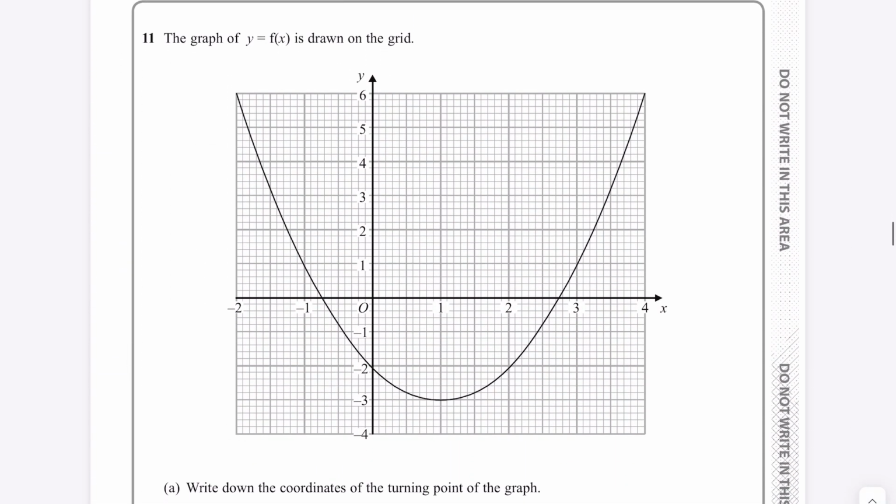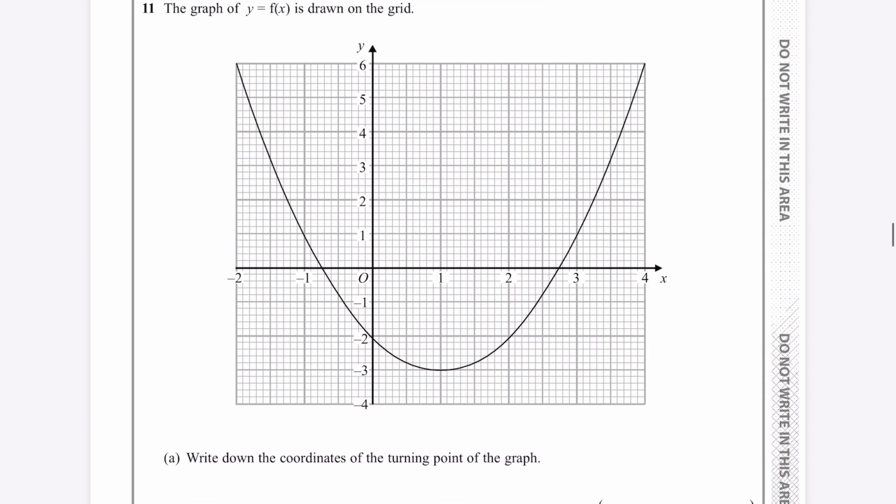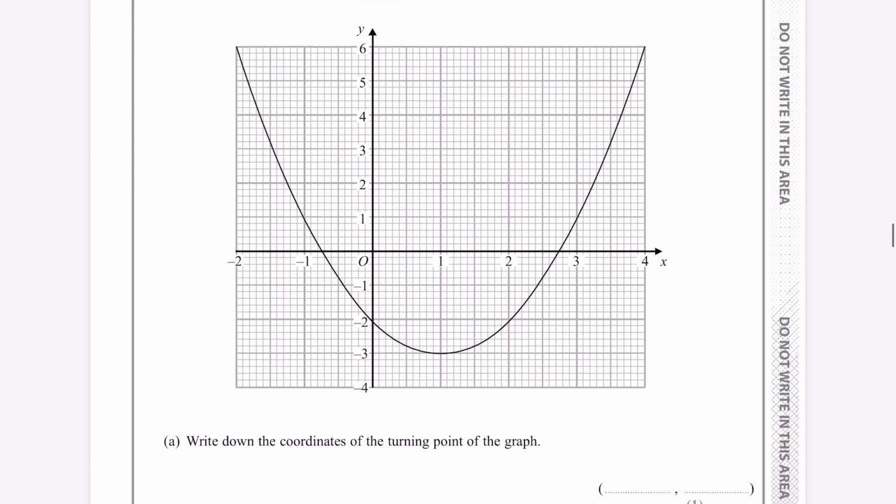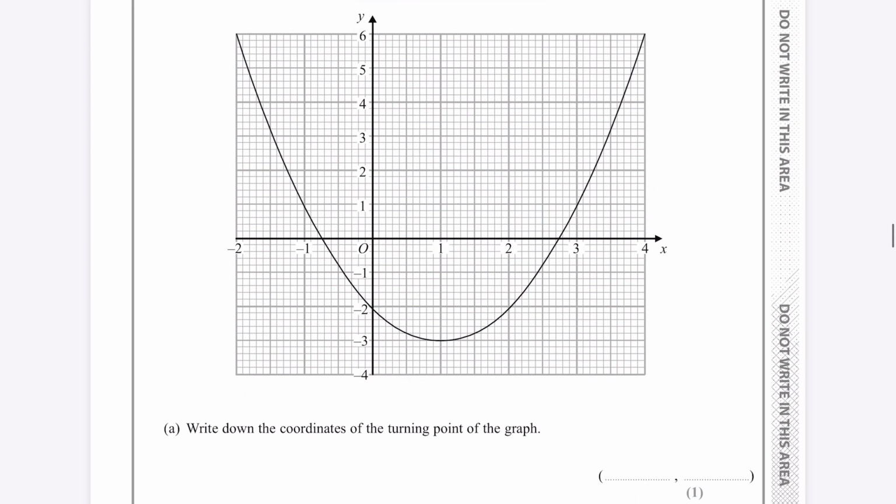Moving on, the graph of y is equal to f of x is drawn on the grid, and write down the coordinates for the turning point of the graph. So the turning point is the point where the graph turns, so that is right there. So we can see the coordinates for that are, if we just draw a line down, it's going to be 1 and minus 3.